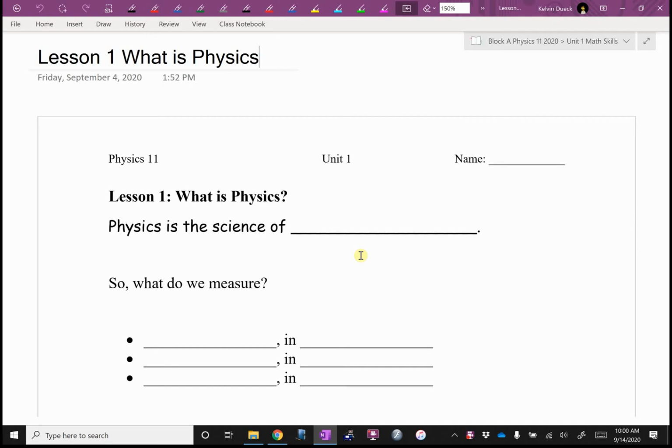Math, she knew what math was. It was counting and times tables and numbers and stuff. What the heck is physics? And many of you have signed up for physics and really aren't sure what it is.